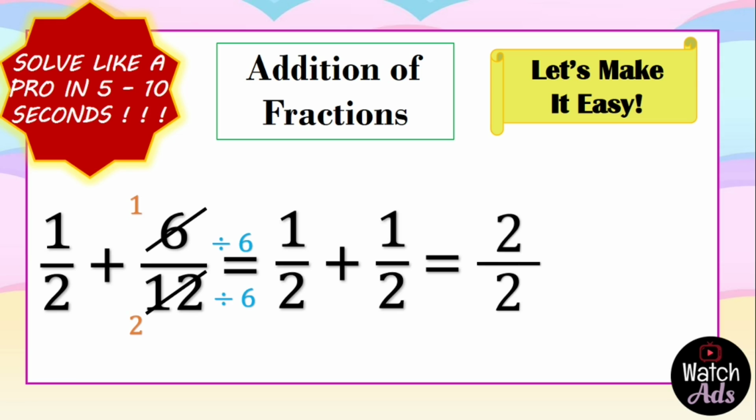1 plus 1 is equal to 2. The answer is 2 halves. 2 halves is an example of an improper fraction because the numerator is equal to the denominator. An improper fraction is a fraction whose numerator is equal to or greater than the denominator. Since our numerator is equal to the denominator, our answer will be a whole number. And any fraction whose numerator is equal to the denominator is equal to 1. And 1 is our final answer.